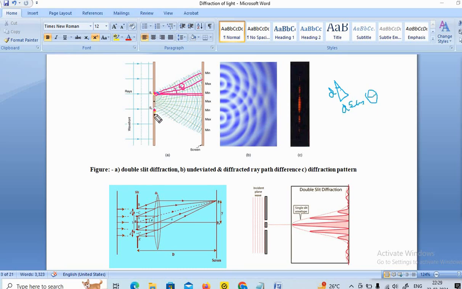Now you have two light sources, with an undeviated ray and a deviated ray. Again, to get the path difference, we need to draw a normal there. Now this distance is given by b plus d, if b is the gap between the two slits. So one can consider a triangle here, with this side b plus d and this angle theta. So obviously the additional path difference is b plus d sin theta.